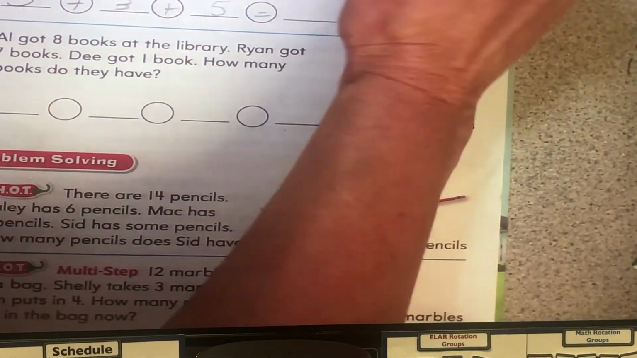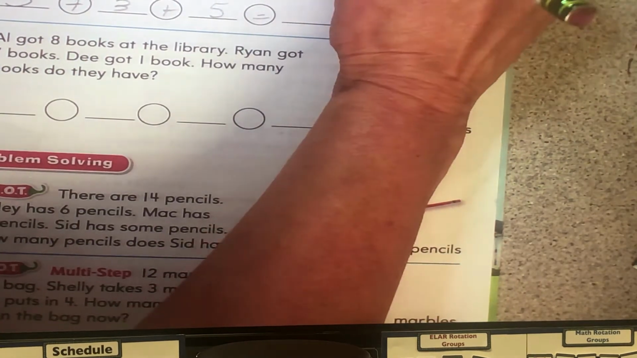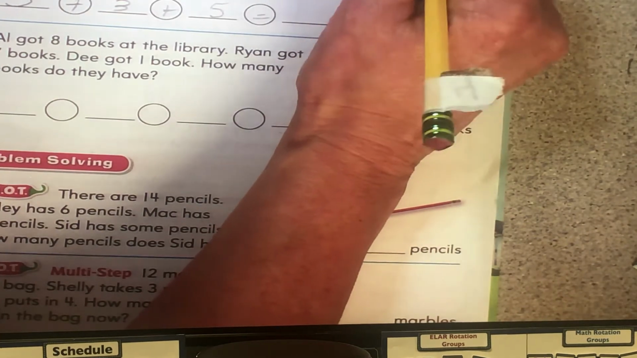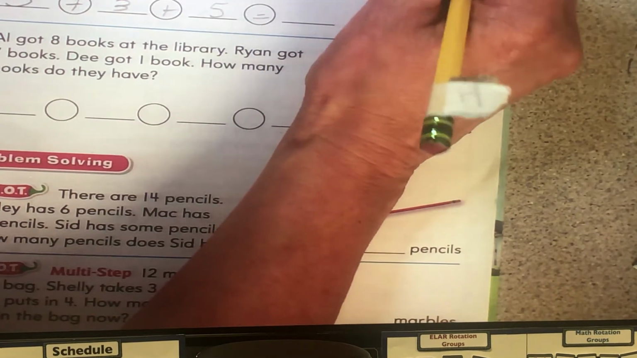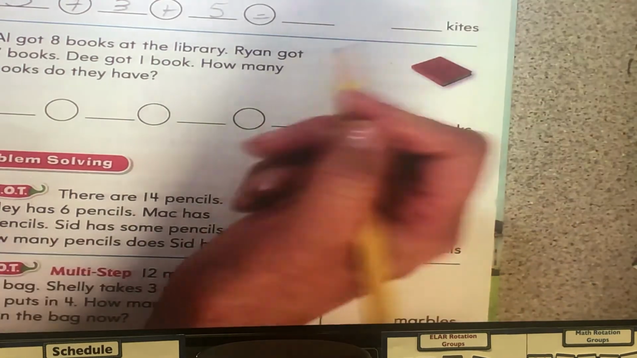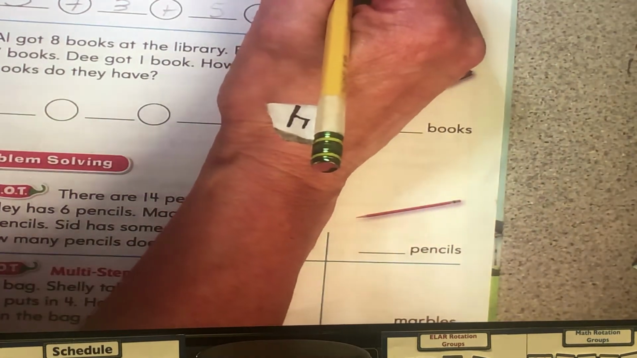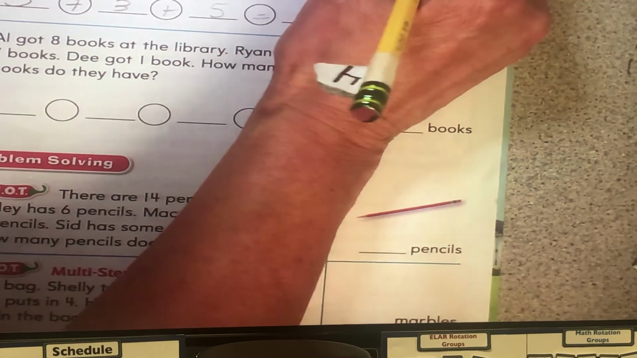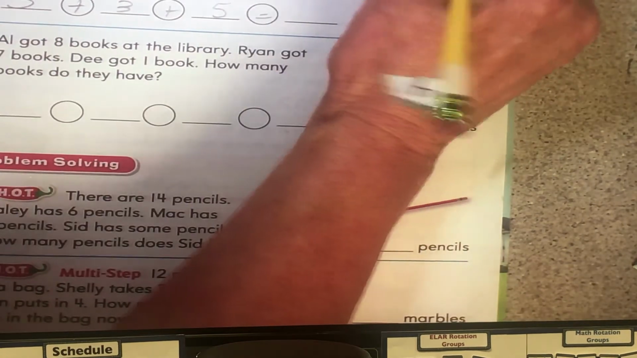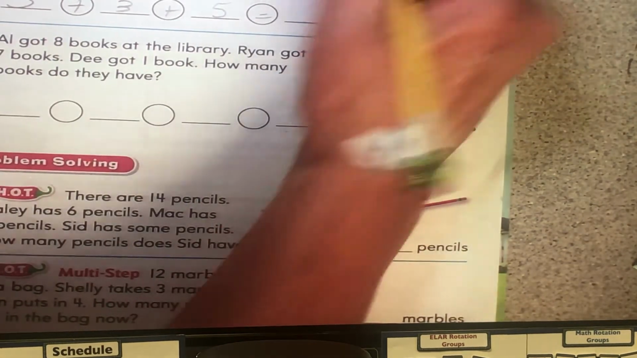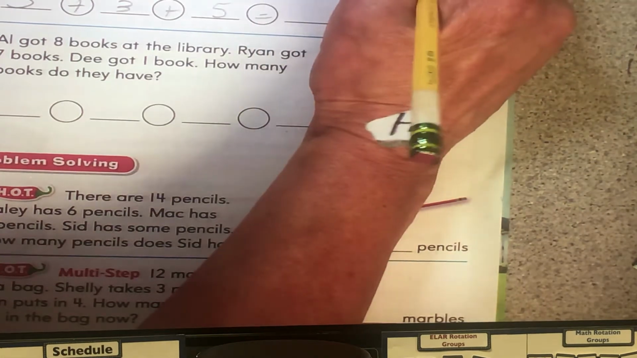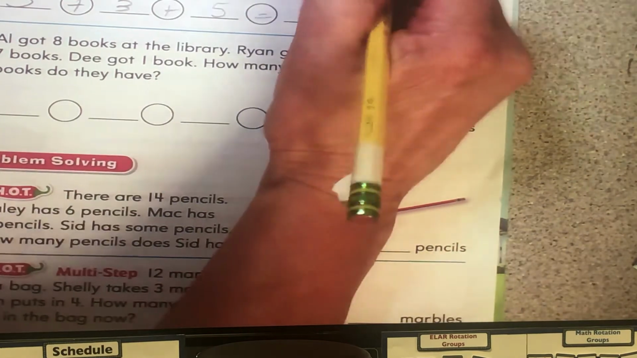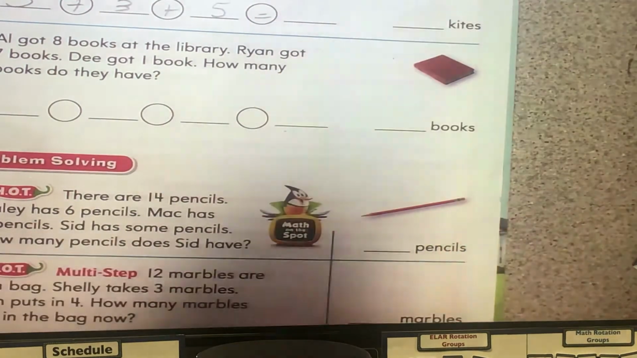Let's draw the picture. I'll do a 10 frame. Remember how we did it? I did a rectangle, cut it in half. I'm going to count by 2s. 2, 4, 6, 8, 10. Okay. Ava has 3. We'll do A for Ava. 1, 2, 3. Lexi has 3. 1, 2, 3. And Fred has 5. 1, 2, 3, 4, and 5.